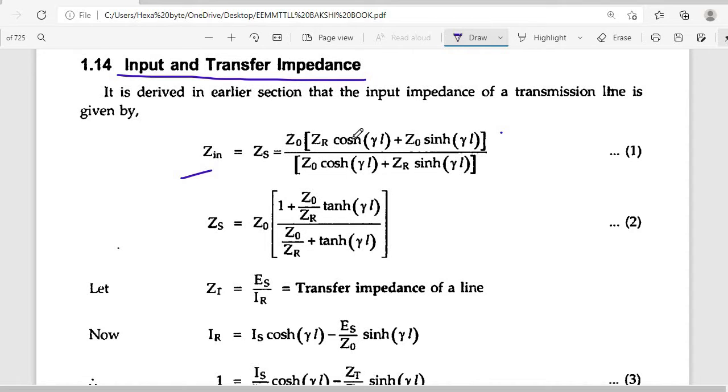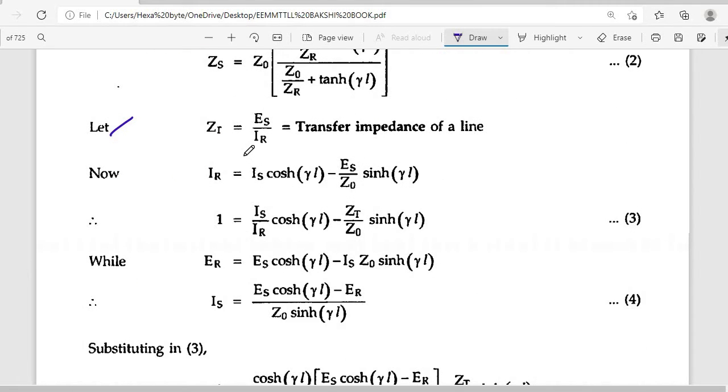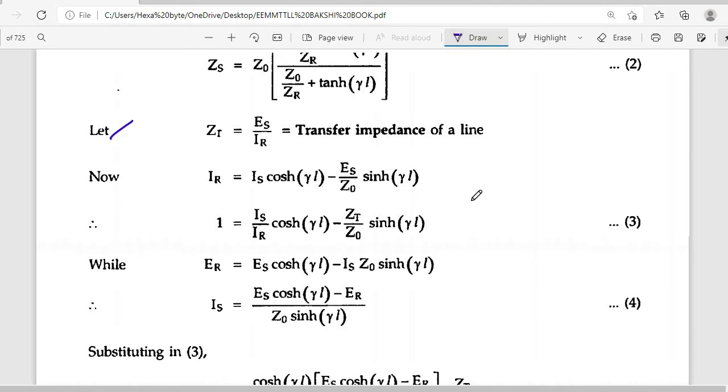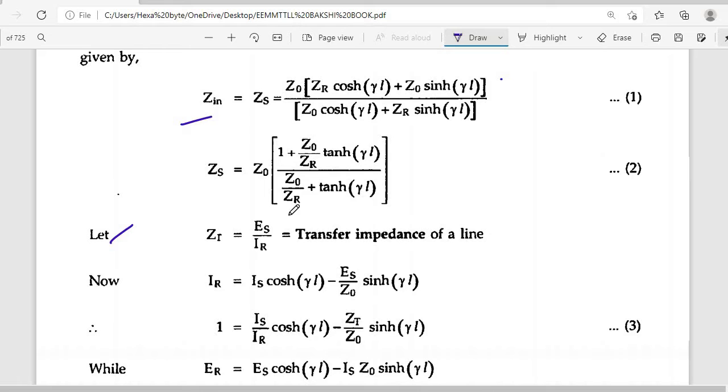So divide by Zr, then cos comes to here, so sin by cos is tan. Again divide by Zr, Z0 by Zr, again sin by cos is tan. So Zr gets canceled here, Zr gets canceled here, so 1 is there. So let Zr is equal to ES by IR, the transfer impedance of a transmission line. Finally, what you will get? Zr is equal to ES by IR, transfer impedance.